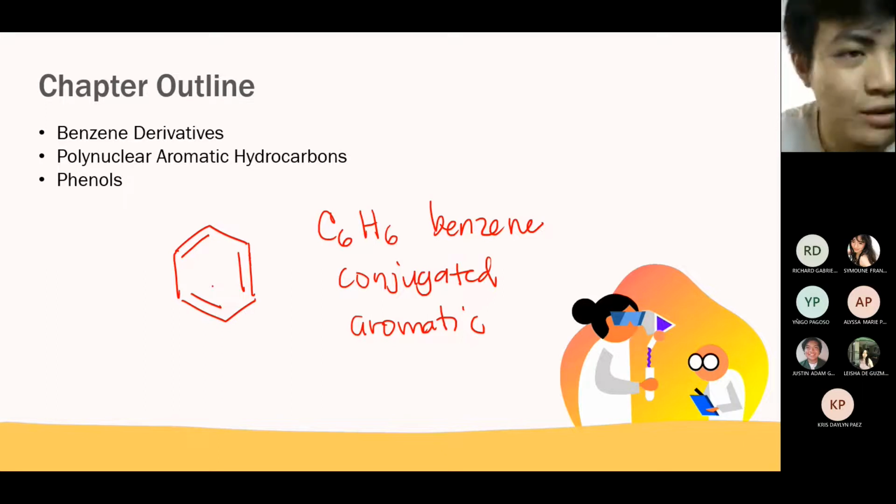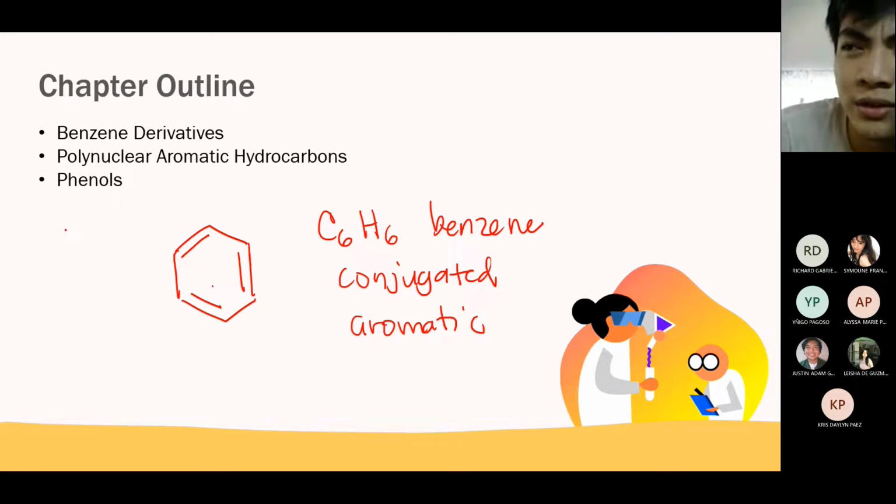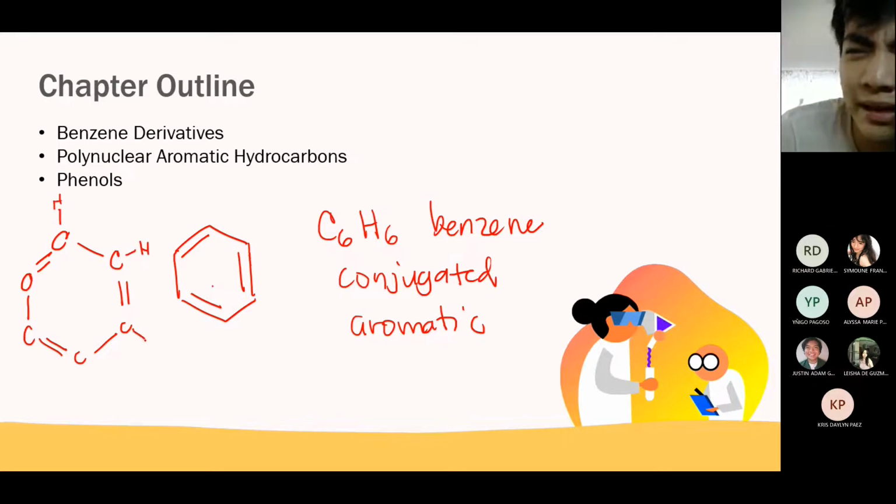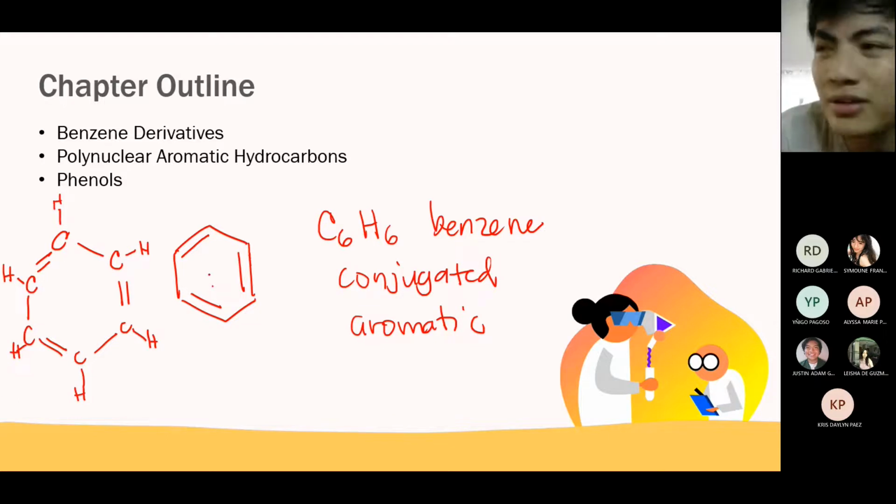Siya yung ganyan yung representation. Hexagon with alternating double bond. Meaning, if we draw the Lewis structure, it will look like this. Yan. So, it will look like this. And then, of course, the implied hydrogens are not shown kasi hydrogens are invisible in our line angle formula. Okay? So this is the benzene in its Lewis structure. This is in the line angle formula.